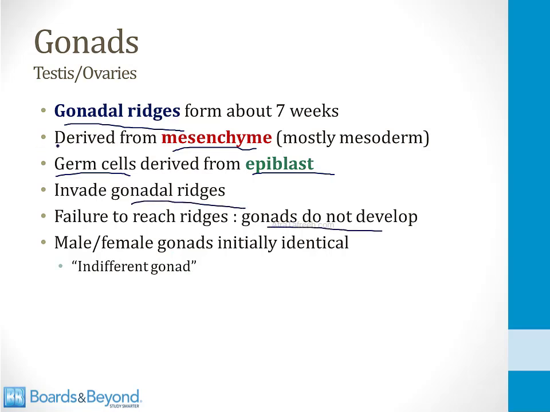So a key element is that germ cells which come from the epiblast have to migrate and invade the gonadal ridges. And initially, the male and female gonads in the embryo are identical. This is called the indifferent gonad. It is not yet a testis or an ovary.